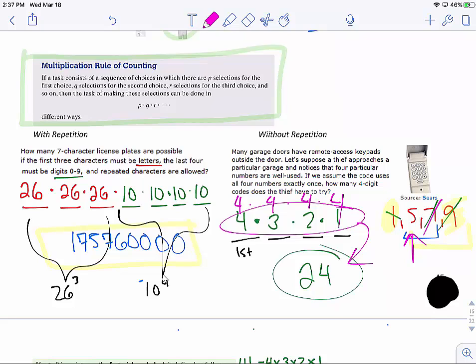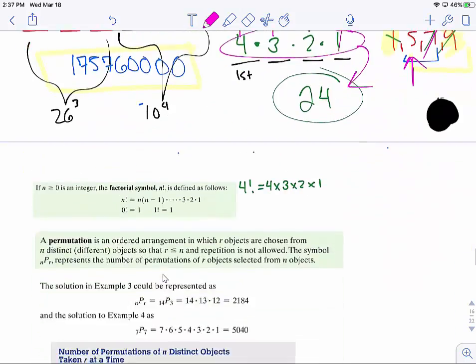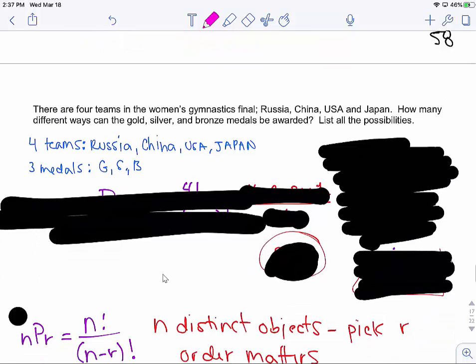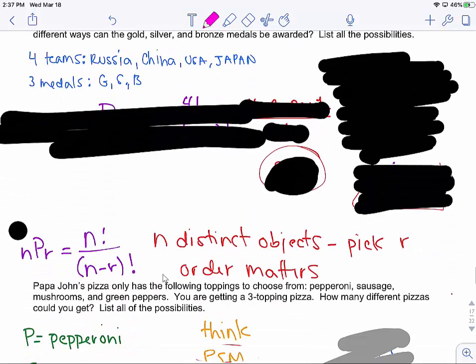Now we need to talk about permutations and combinations, which you should have learned in secondary 3. Okay, and I'm going to skip all of this. Okay, the first thing we have is right here.